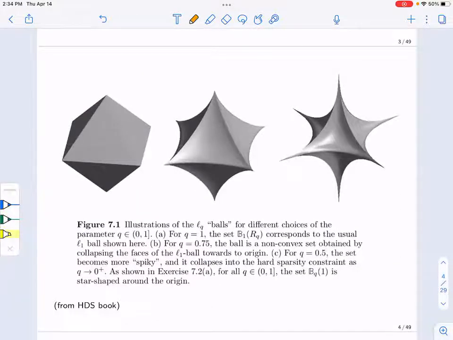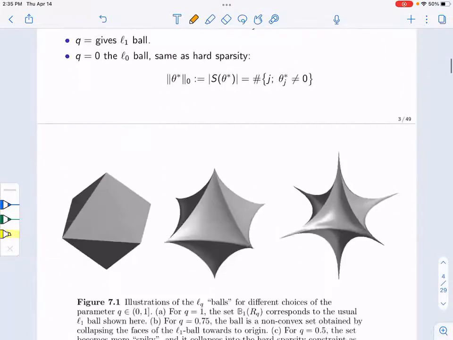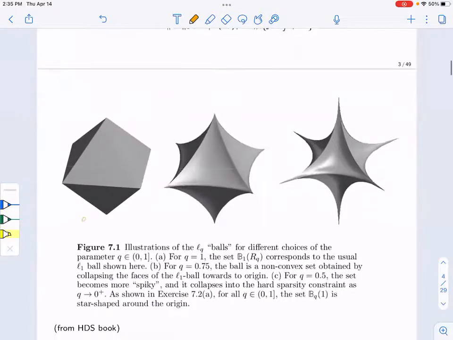I think the picture from the book shows the unit ball of these norms, the Lq norms, for different values of q. So this is, I believe, q equal to 1. E is q equal to 3/4. And C is q equal to 1/2. Okay, so you see it gets pointier as q gets close to 0. Eventually, it just hugs the axis.